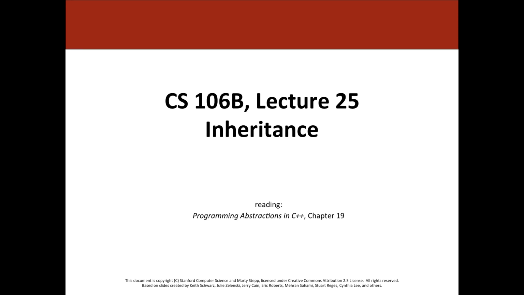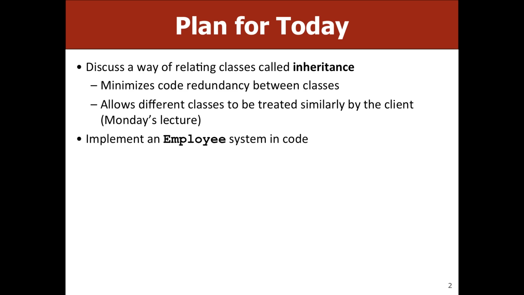Okay, so let's talk about inheritance. Inheritance is a way of relating two different classes in a way that minimizes code redundancy between the classes and allows different classes to be treated similarly by the client, which is a topic that we'll come back to on Monday. And as part of this, we'll be implementing a series of classes that build up a system of employees, so different types of employees who are all related to each other.